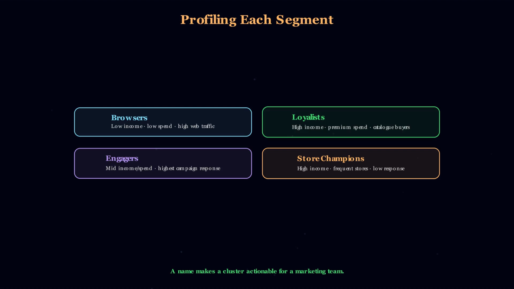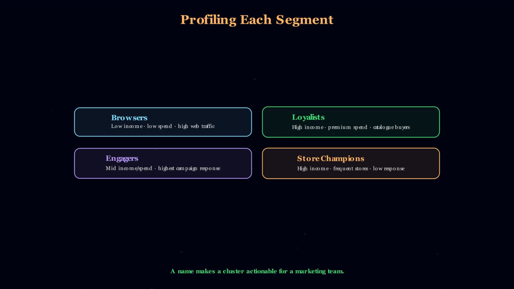Cluster 2, mid-income, mid-spend, highest campaign response rate. Most marketing receptive segment. Call them the engagers. Cluster 3, high income, moderate spend, highest number of store visits, low campaign response. Habitual in-store shoppers. Call them the store champions.